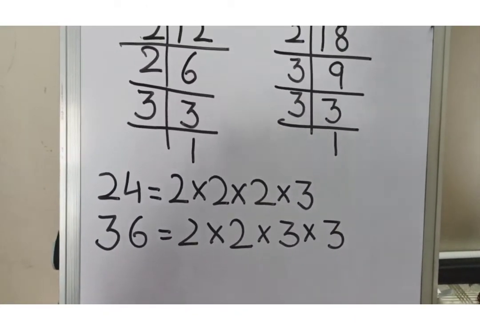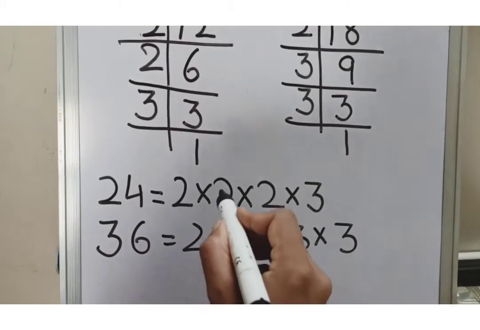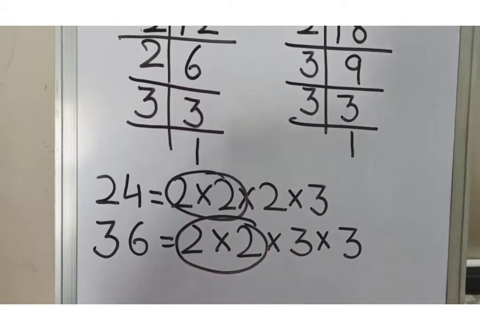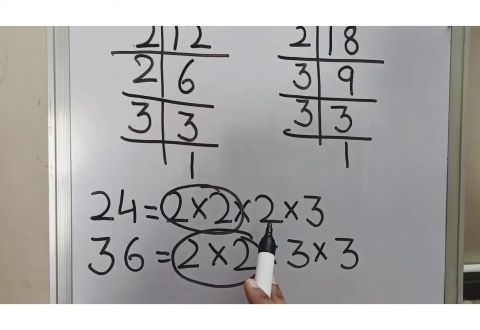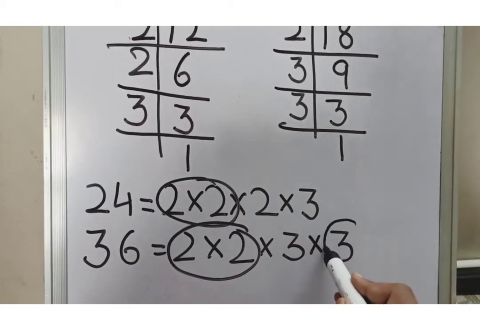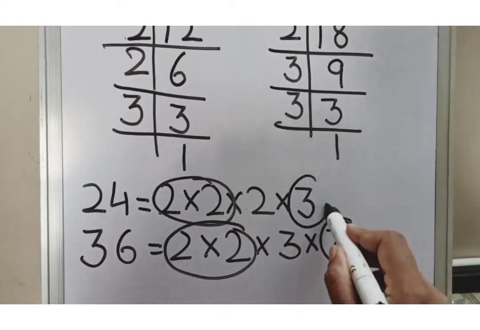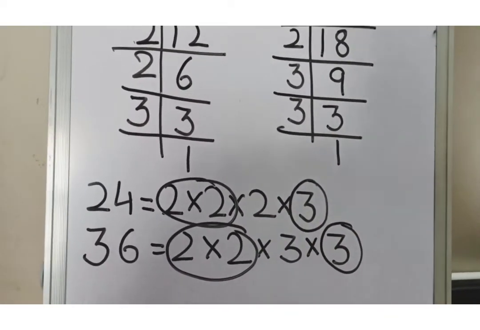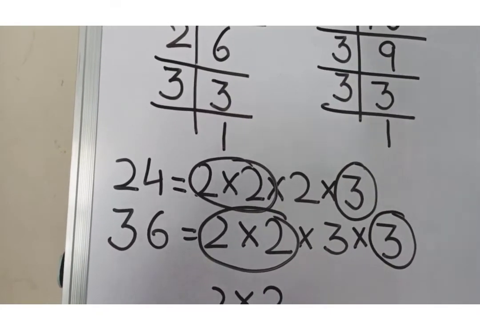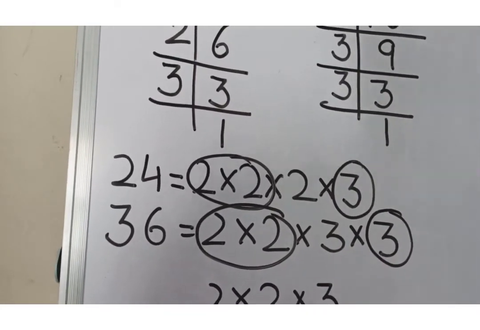Now we have to find out what is common. It is having 2 times 2. It is having 2 times 2. Since 24 has one extra 2, but in 36 we don't have that. We are having 1 time 3, 1 time 3 over here. So the common factors are 2, 2 and 3.